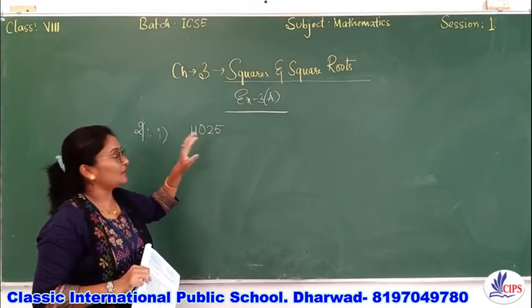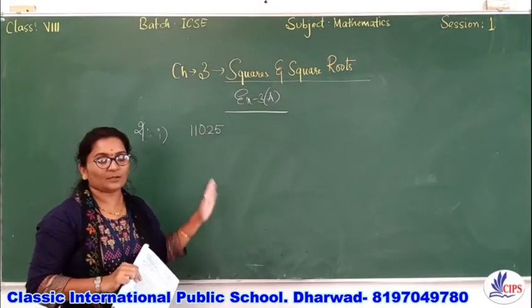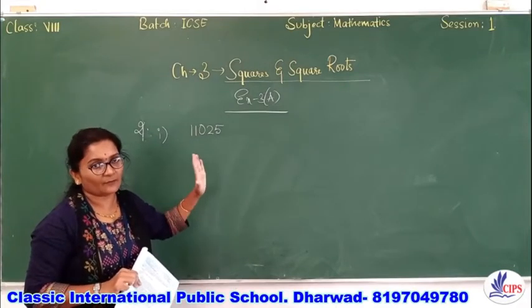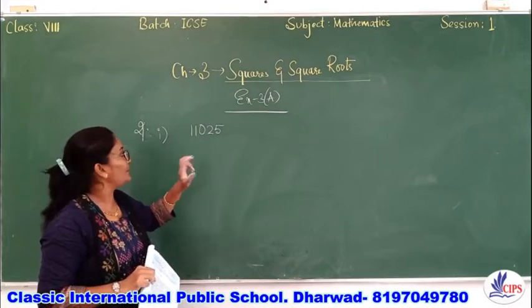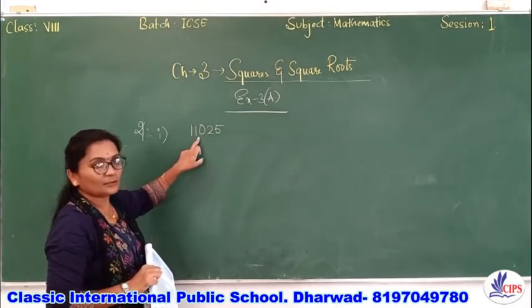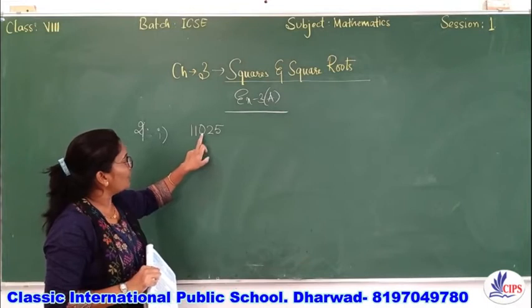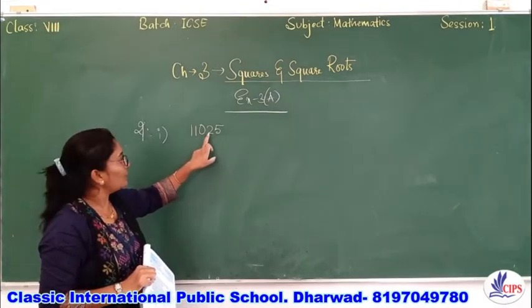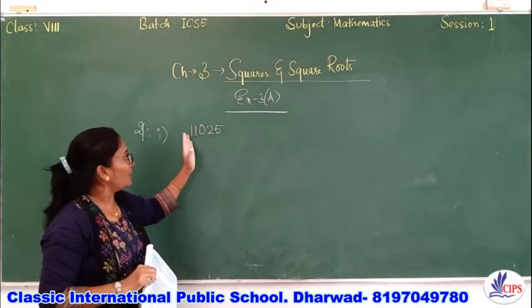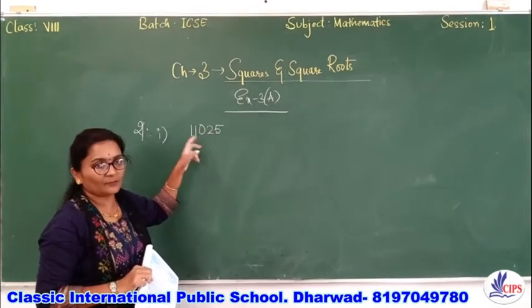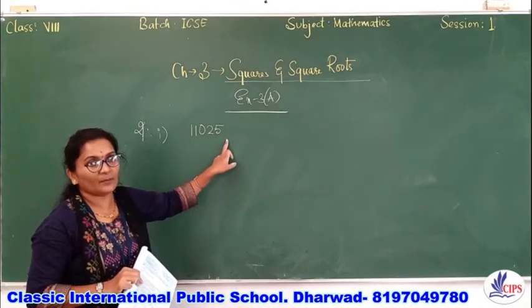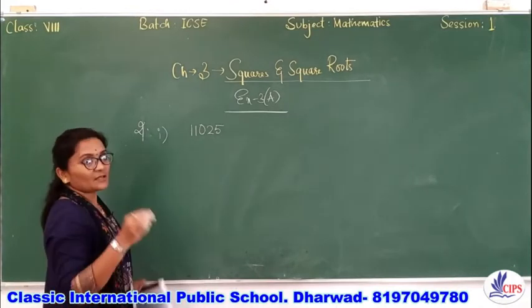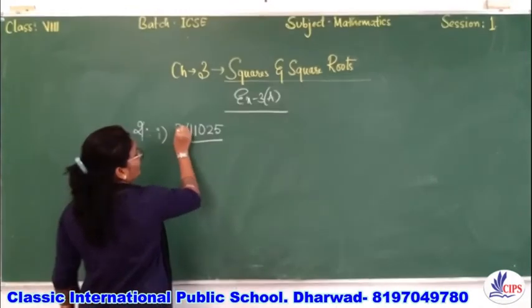Check with 3. We have to use only prime numbers here, so we have to go on checking with 2, 3, 5 like that. As it is not divisible by 2, check with 3. So 1 plus 1 is 2, 2 plus 0 is 2, 2 plus 2 is 4, 4 plus 5 is 9. When we found the sum of this number, we got 9. 9 is divisible by 3, so this complete number will be divisible by 3. Now let us start factorizing this number with 3.